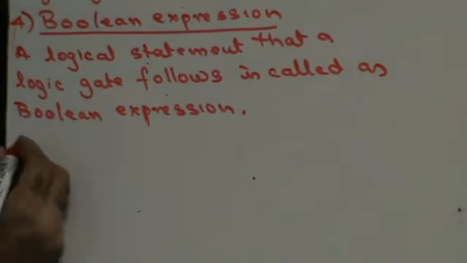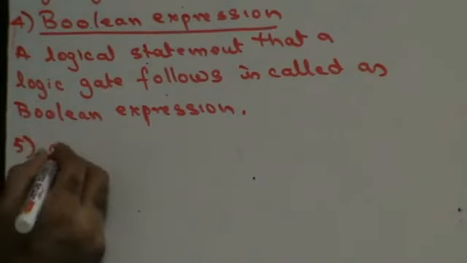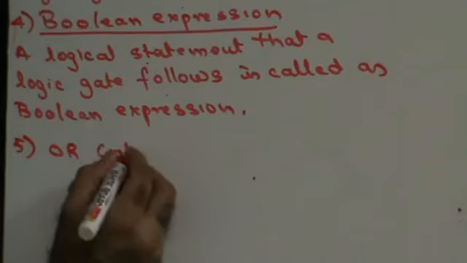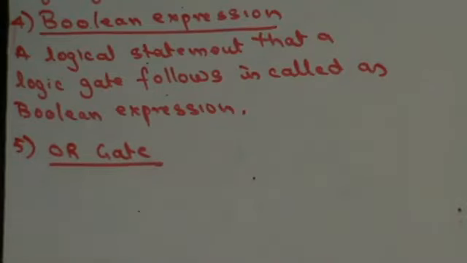Now let's see what the different types of gates are that we have. First is the OR gate. Right? What is an OR gate? An OR gate has two or more inputs but only one output, such that the output is high if one of the inputs is high.